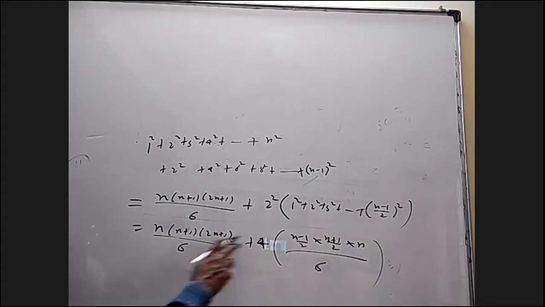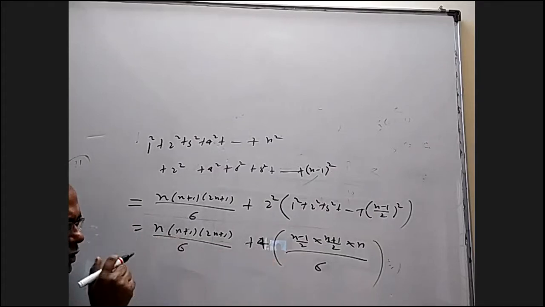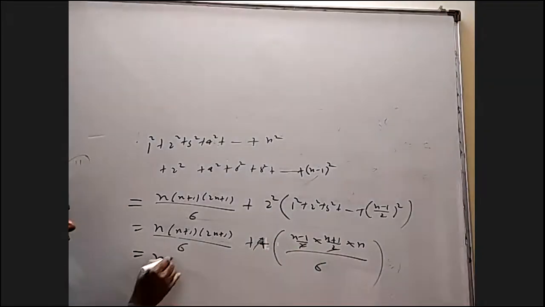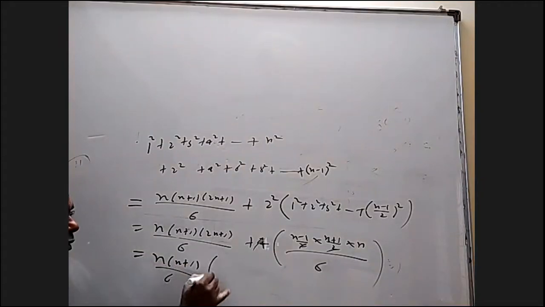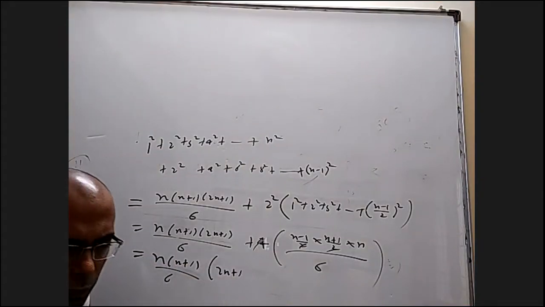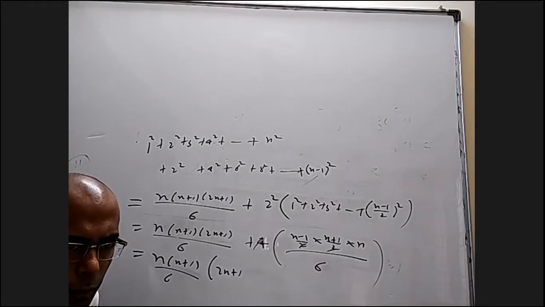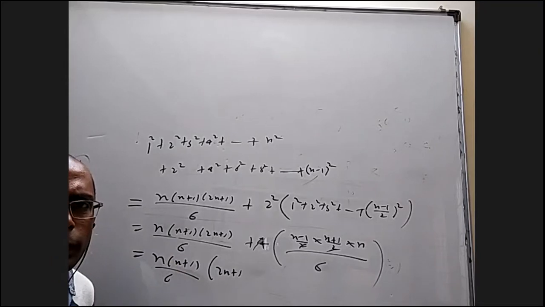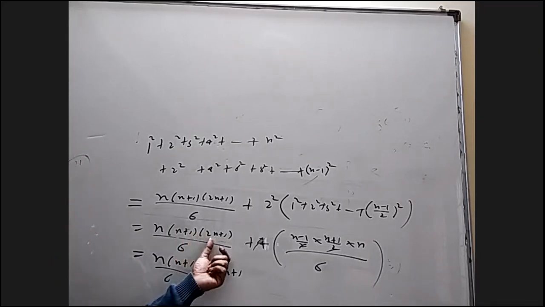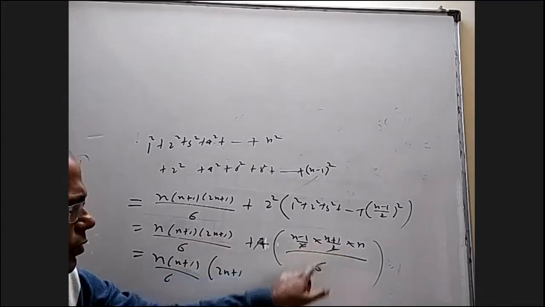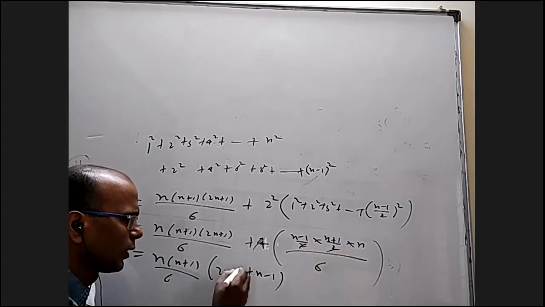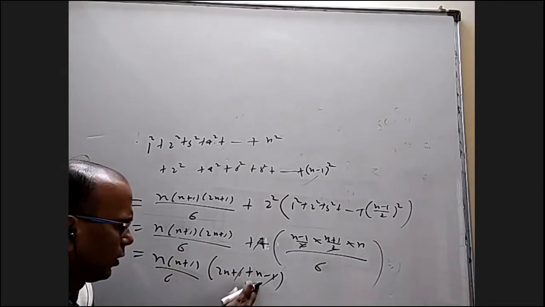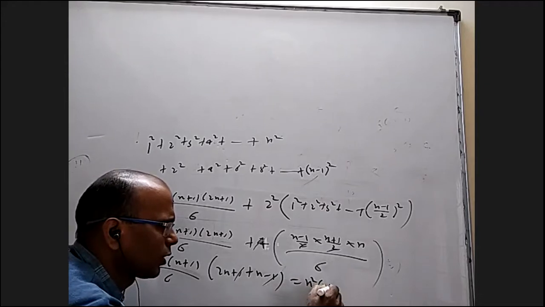Now, what can I take common? I can take n common, n plus 1 common out of this by 6. 4 and 2 will cancel. So take n into n plus 1 by 6 common. You'll get an extra 2n plus 1. And here, when I take n into n plus 1 by 6, I'll get extra n minus 1. Cancel 1 and minus 1, it is 3n. 1, 3 will cancel. You will get n square into n plus 1 by 2.